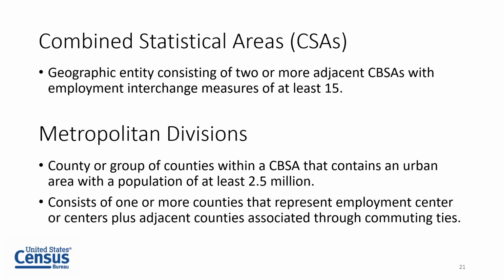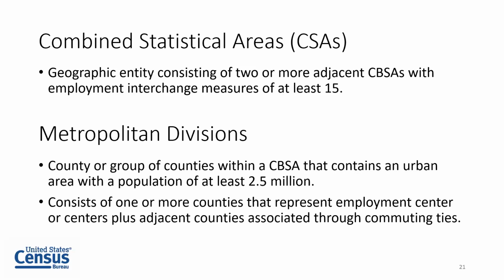Combined statistical areas are geographic entities of 2 or more adjacent CBSAs with employment interchange measures of at least 15. An employment interchange measures the tie between the 2 adjacent entities, and it's the sum of the percentage of workers living in the smaller entity who work in the larger entity, and the percentage of the employment in the smaller entity that is accounted for by the workers in the larger entity. So they have to have that sum of 15% to be a combined statistical area.